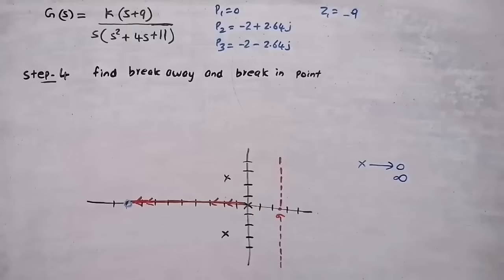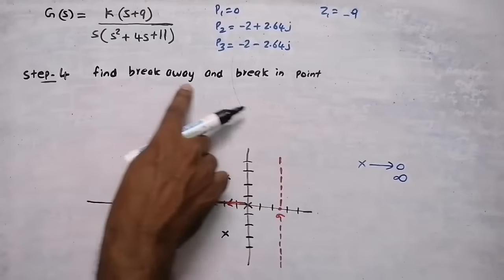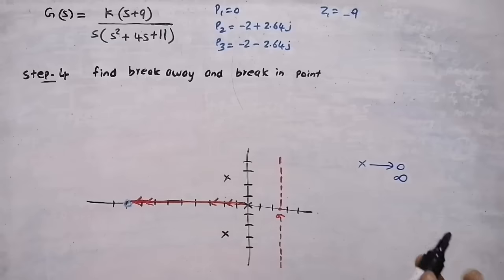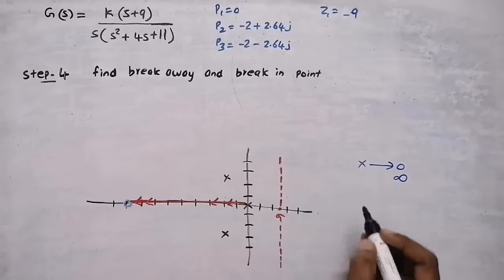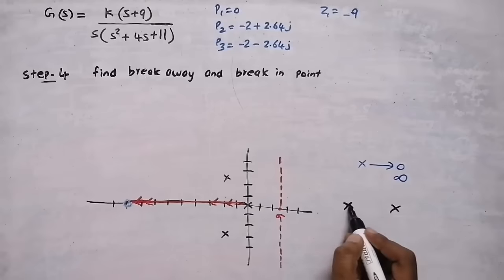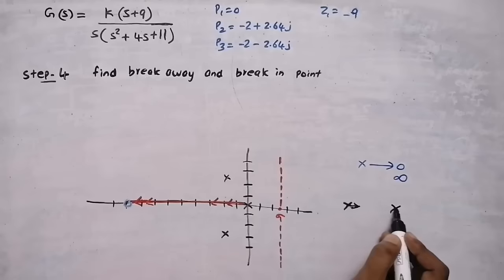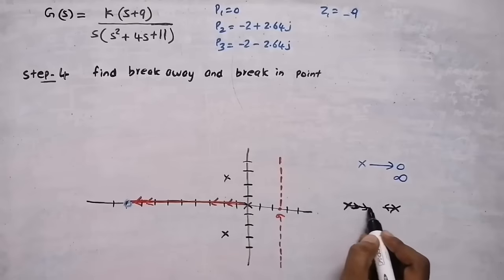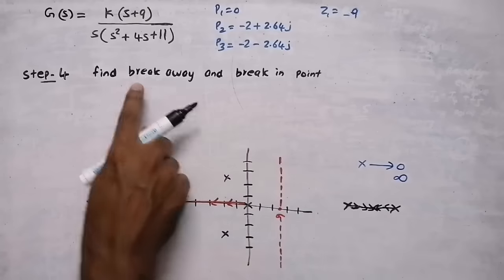Now in step 4 we need to find the breakaway and break-in points. What are the breakaway and break-in points? Suppose think that in this question it is not there, and you have adjacent poles. Always root locus is going to start from a pole. So from here also root locus will start. Here also it is starting, here also it is starting. So they will meet at a point. That point is the breakaway point.